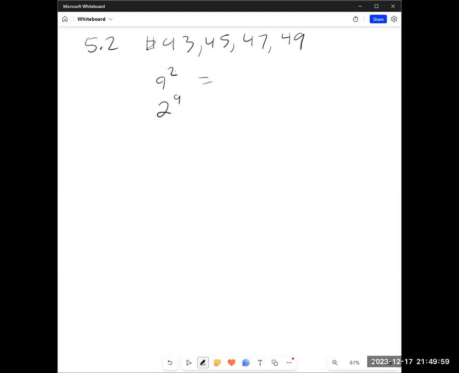So 9 times 9, 9 squared, is 81. 2 to the 9th is 512. You can use your calculator to help you with that if you need to. I just have many of the powers of 2 memorized.